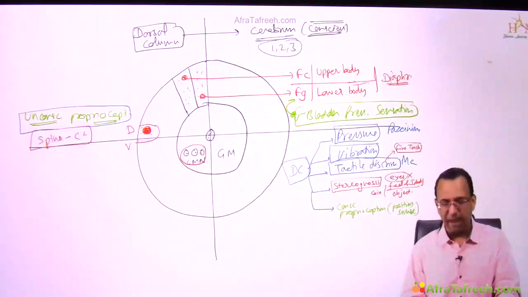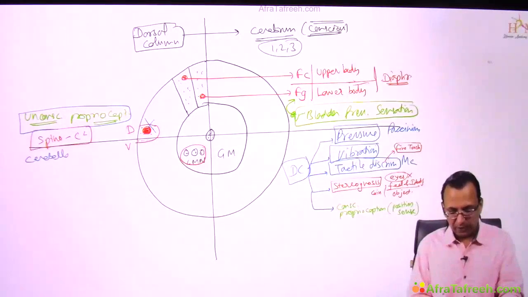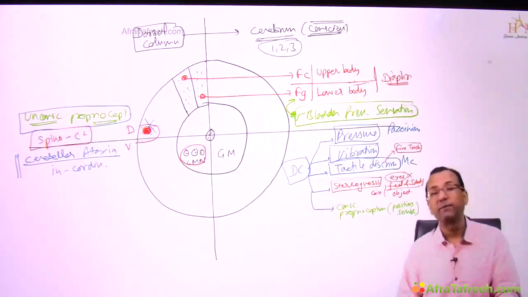And what if it is damaged? If it is damaged, there will be cerebellar ataxia. And what will happen if there is cerebellar ataxia? There will be incoordination. The patient cannot walk in a straight line. That is what will happen.